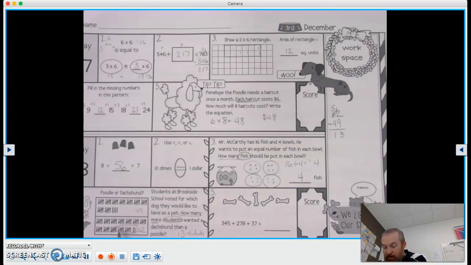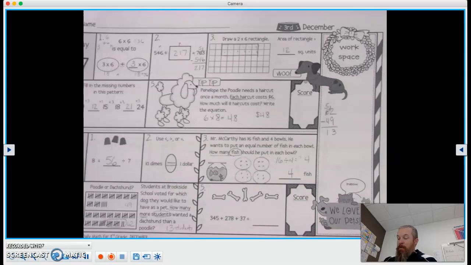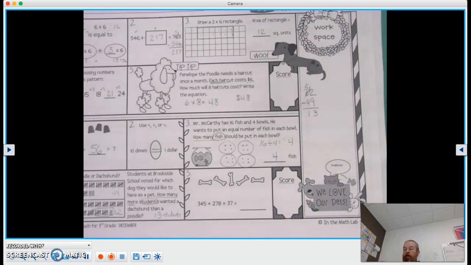So again, what I did there is I counted this one. Okay, so we had 5, 10, 11, 12, 13. All right, and our last one, 345 plus 278 plus 37.